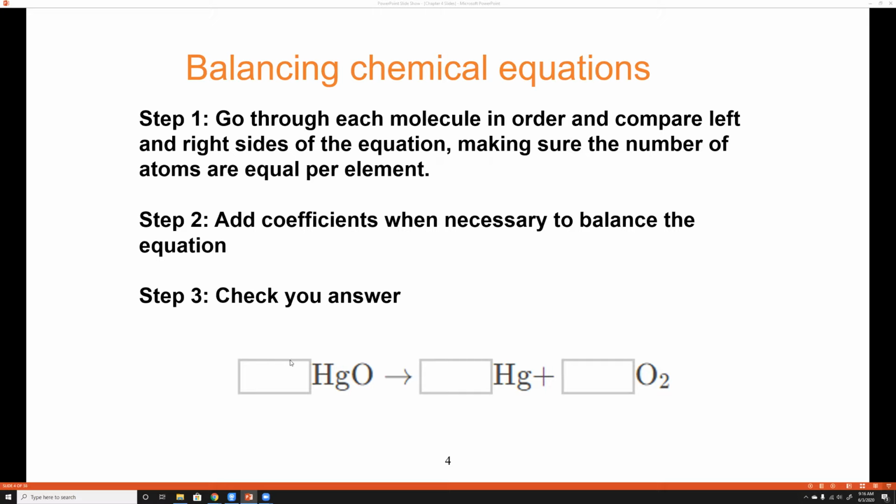Then let's reread it again. So every time you change a coefficient, you basically reread the equation. And if you get really good at this, it doesn't take too much time. So you put a 2 here. Now there's 2 Hg. Oh, only 1 Hg here. Put a 2 there. And then you end up with that. So it's a very simple example. Now we're going to cover a lot of examples.